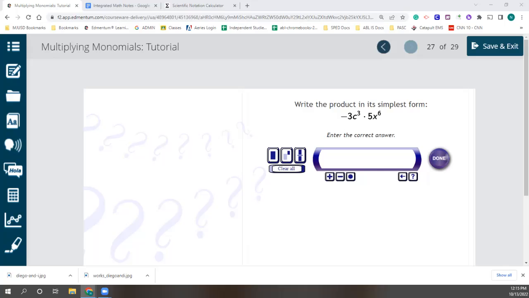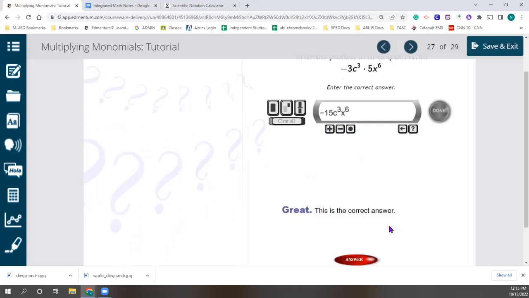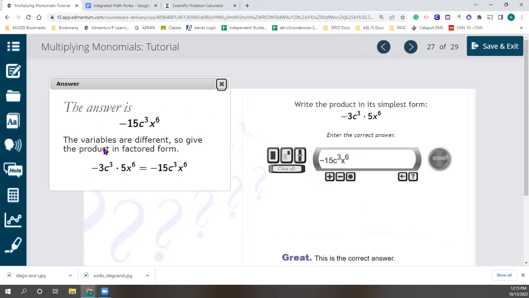c cubed, x to the 6th, because there's nothing to reduce or simplify there. So let's say it is -15 c cubed, drop it down, drop it low, x to the 6th power. Done. Oh, I got it right. The variables are different, so you give the product in factored form. This becomes the factored form, which is about as simple as we can make it. We can't do anything else with that.